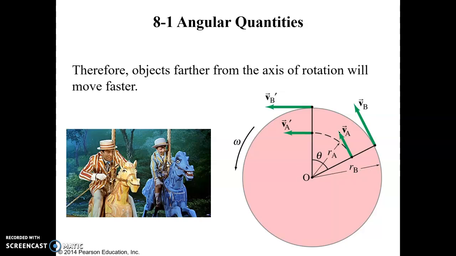So we can see from this that if we wanted to increase the linear velocity of an object that is rotating about a point, we could increase the radius. So this point B, which has a larger radius, is going to have a larger linear velocity compared to point A. So when you're riding on a carousel, if you're on the outside of the circle, you actually have a faster linear velocity.